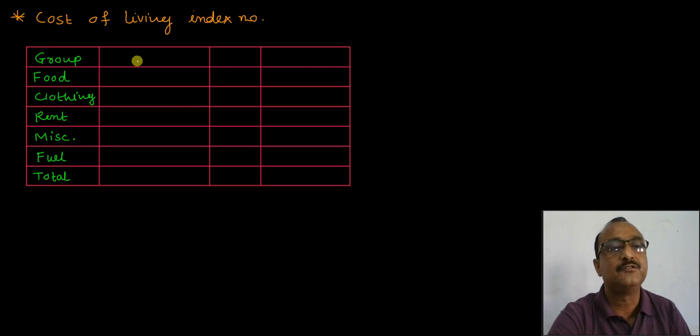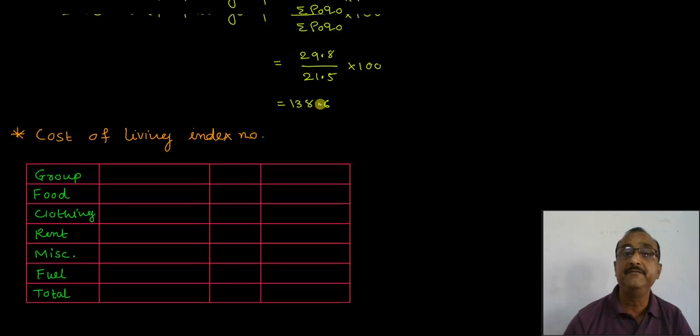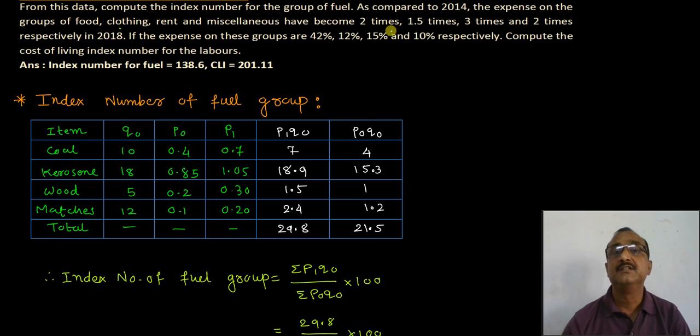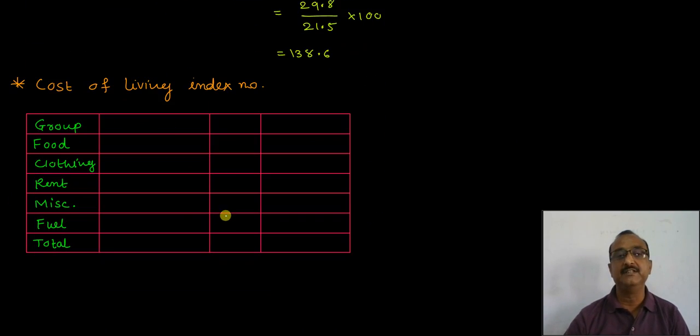Okay, so first of all, we have to judge which method we have to use here. Two times, 1.5 times means I is already given, and expenses means W. We must use the IW method. This is our total expenditure method, and here we are using the family budget method.